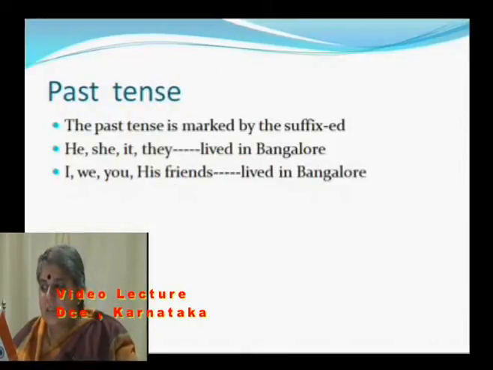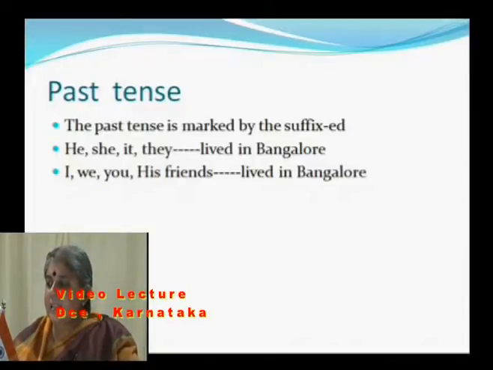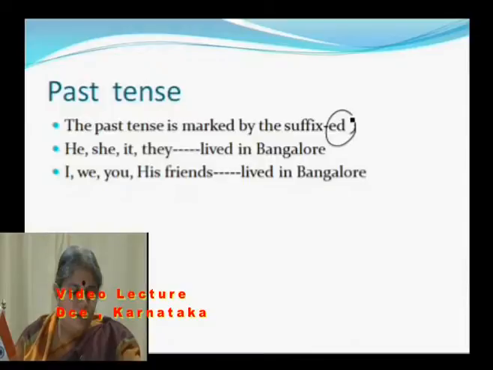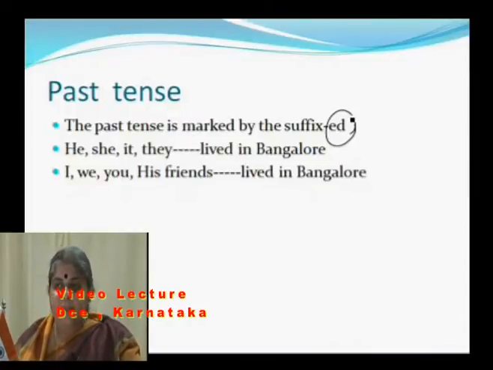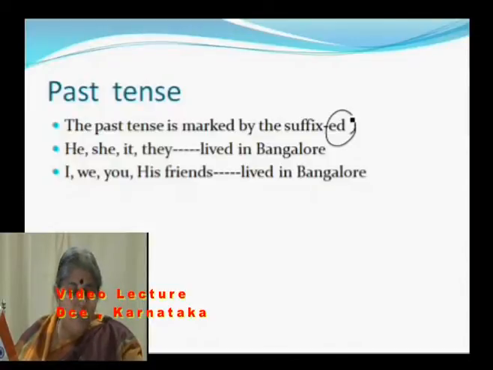In the past tense, it is marked by the suffix ed. The past tense, as we saw, is marked by the suffix ed in most of the cases and by a different form of the verb in case it is an irregular verb. If it is a regular verb, it is marked by an ed. If it is not a regular verb, it is marked not by ed but by the past tense of the irregular verb. Now first let us understand the past tense form.